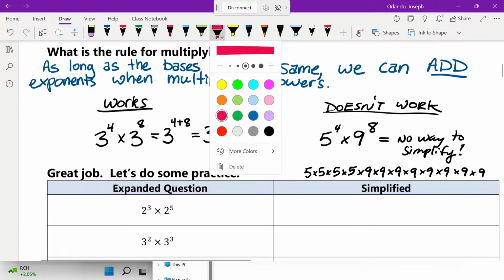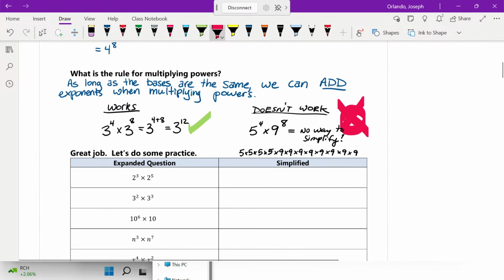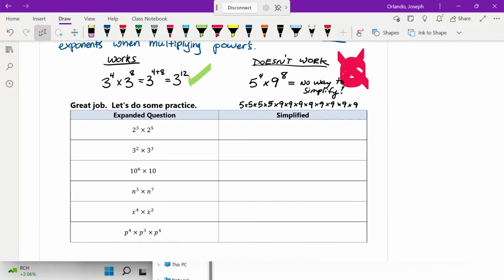So when can we use this rule? We can use this rule when the bases are the same. We can't use it when the bases aren't the same. All right? A good reminder. So we've got some practice here.